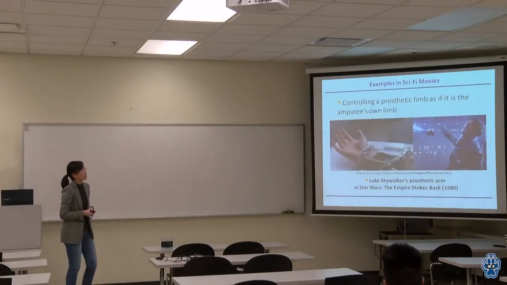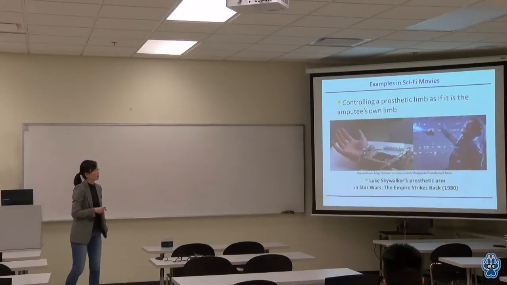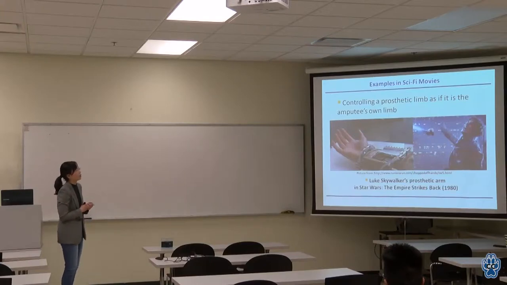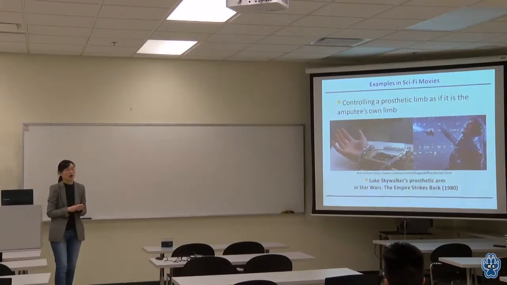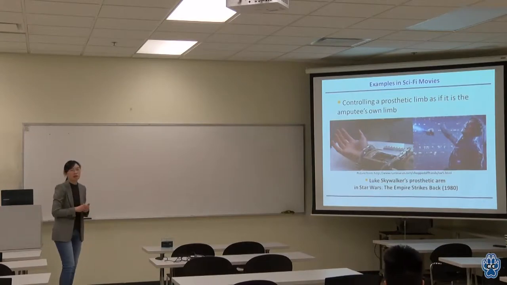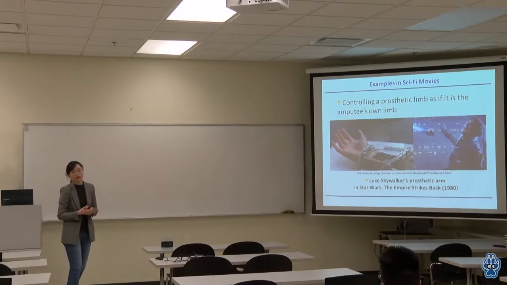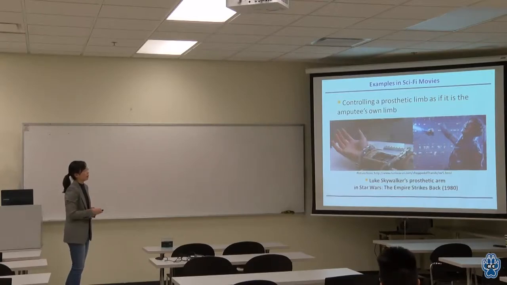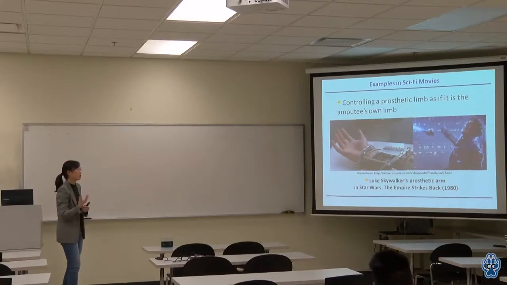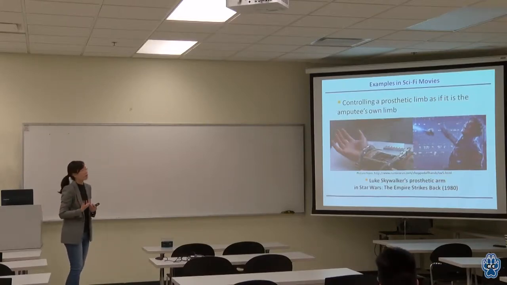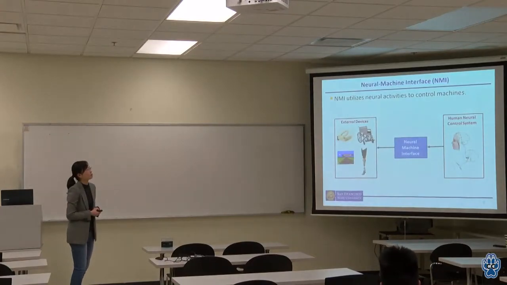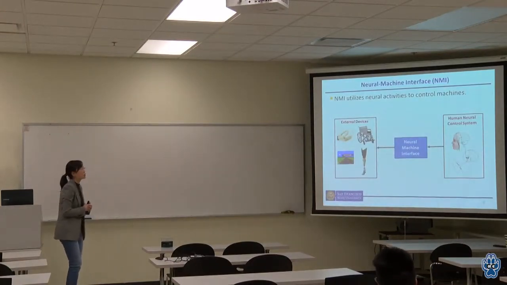Let's look at another example. This is a screenshot of the famous movie series Star Wars. The major character Luke Skywalker lost his right hand in a duel with his father, and later his missing hand was replaced by a prosthetic one. This prosthetic hand looks realistic and also functions as if it was Luke's own hand. So is this also a scene that can only exist in science fiction movies? Now let's go back to our original question: what is a neural machine interface?